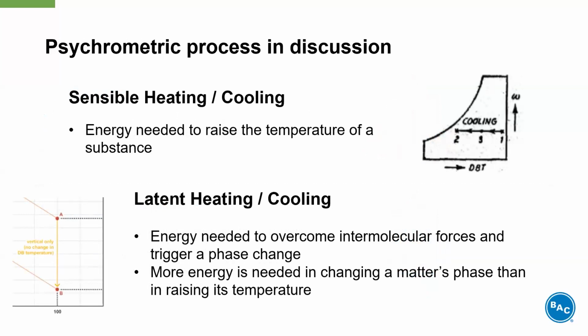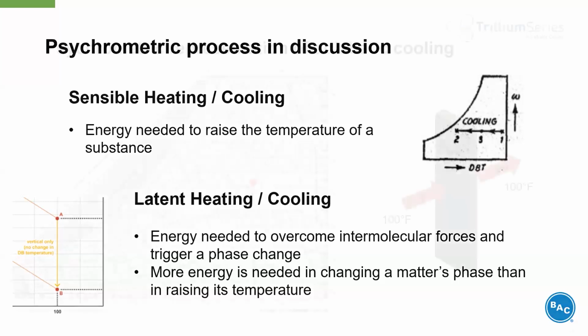So we're going to get into a little bit what's happening to the air during that adiabatic process. Just a point of reference, sensible cooling is when we're just raising or lowering the temperature of a substance, very much akin to transcritical CO2. When we have transcritical operation, we're just sensibly cooling the CO2. Whereas latent heating or cooling is the energy needed to trigger a phase change. Again, similar to subcritical operation in CO2, when we're able to actually condense the CO2, we have latent cooling, much higher cooling effect.